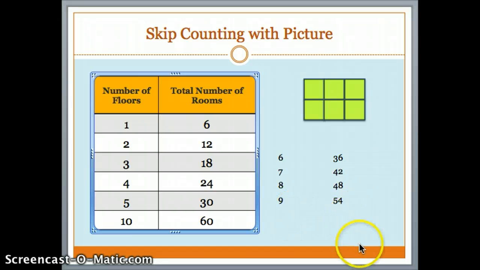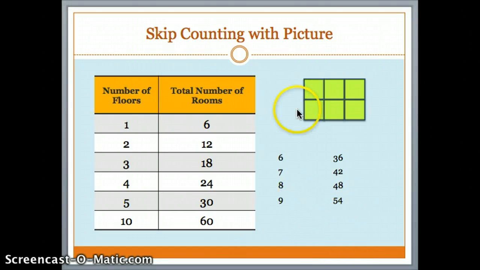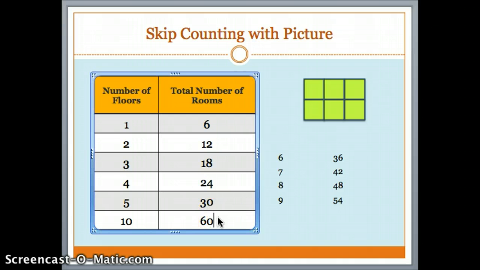An easy way to check to make sure that this is the correct number on the 10 floors is I can count by tens. 10, 20, 30, 40, 50, 60. Counting by tens and also skip counting by sixes gives me 60 for the 10th floor. Remember, this is skip counting with a picture.